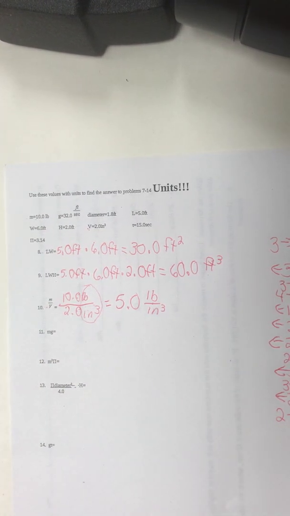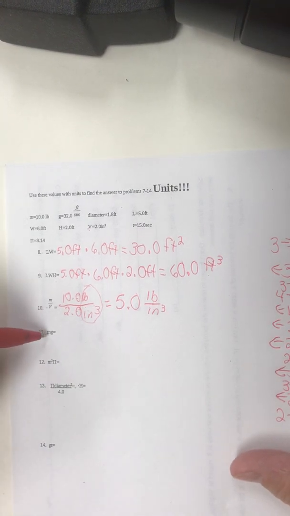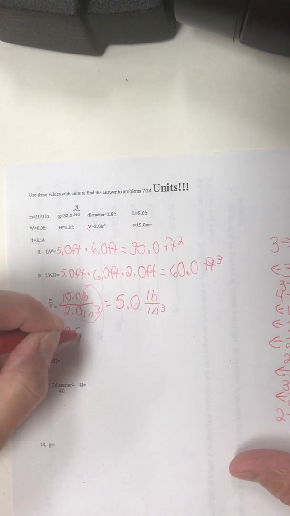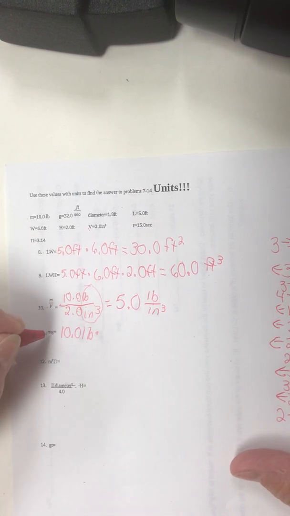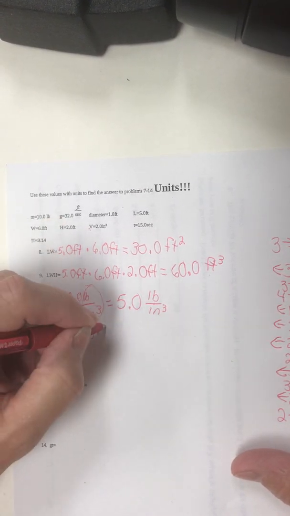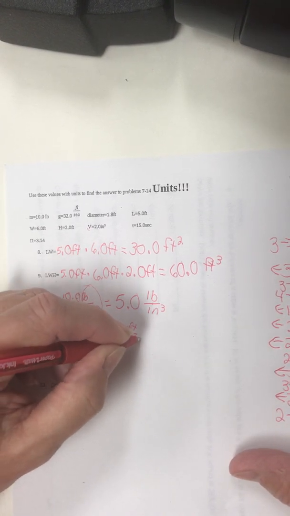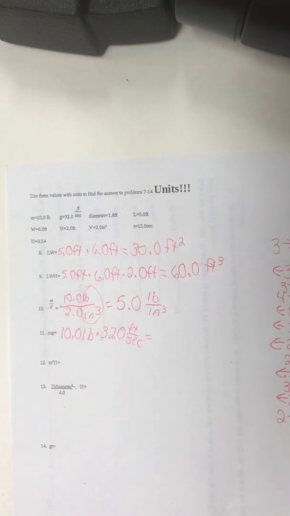Okay, again, look and see why you didn't get all the points. If you did get all the points, give yourself a pat on the back. That's awesome. All right, M times G. M is 10 pounds, 10.0 pounds actually, times G, which is 32.0 feet per second. That's gravity in our measurements.